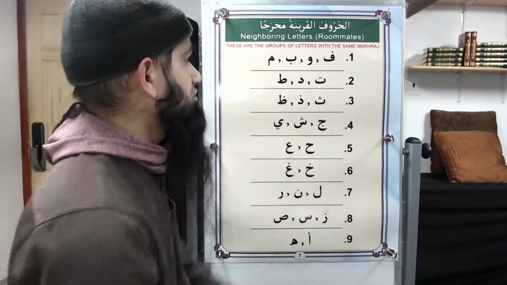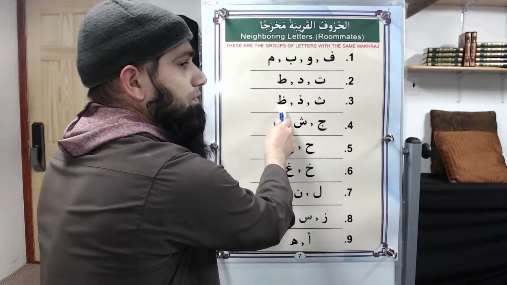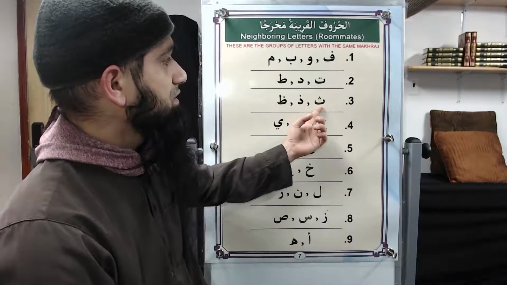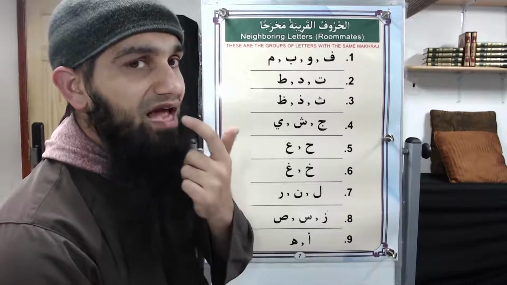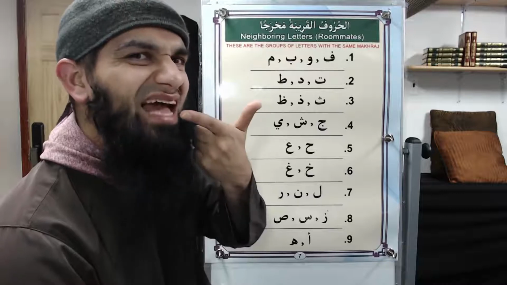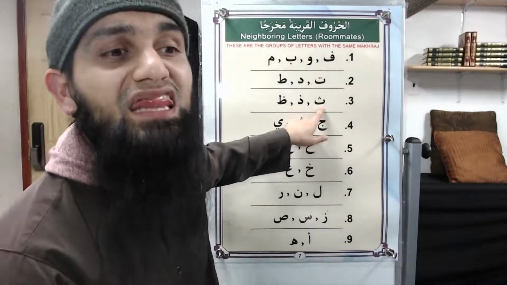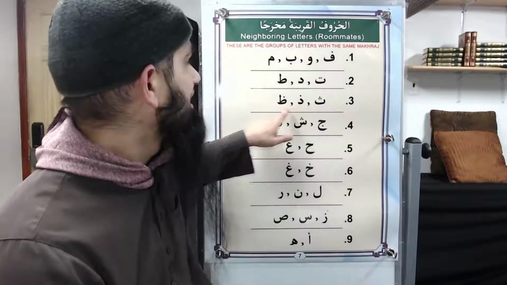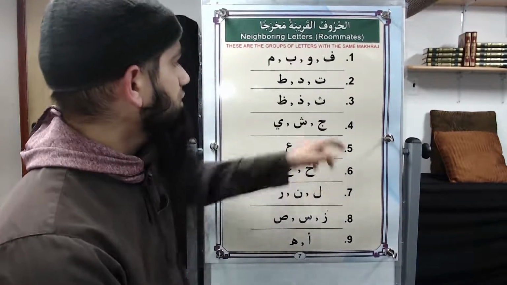Third group. Let's pronounce them. Tha, dhal, dha. What's similar between them? Again, their home. Where do they come from? Again, the front flat part of the tongue against the tip or the edge of the upper teeth, right? So, ath, adh, dha. Same place.